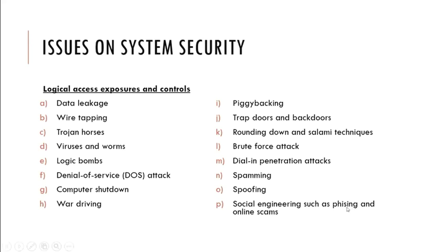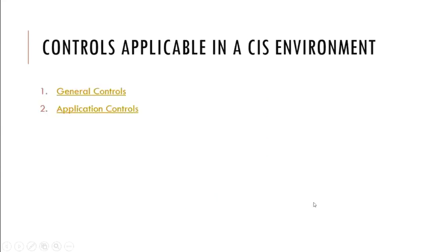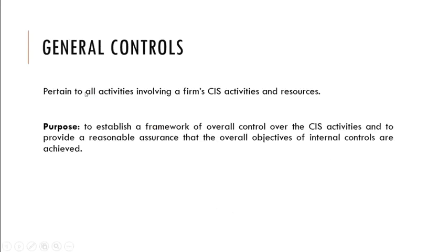The spelling of phishing is P-H-I-S-H-I-N-G, not with an F. So phishing and online scams. This is very important, because if you have a copy of the CPA board exam syllabus, under audit in CIS environment, these two are included. Controls applicable in a CIS environment: we have general controls and application controls. So let's look at general controls first.